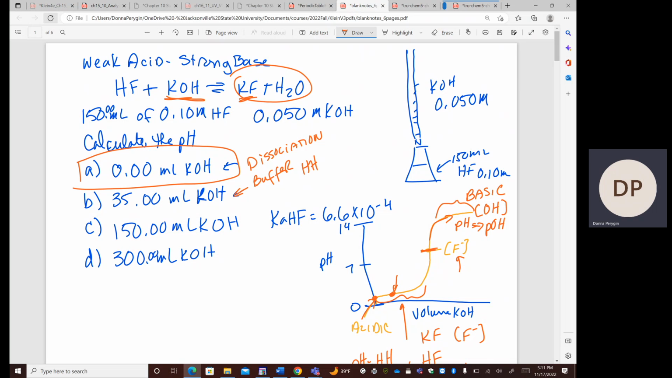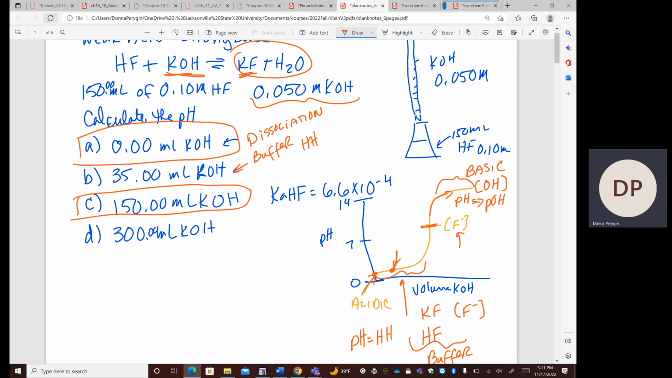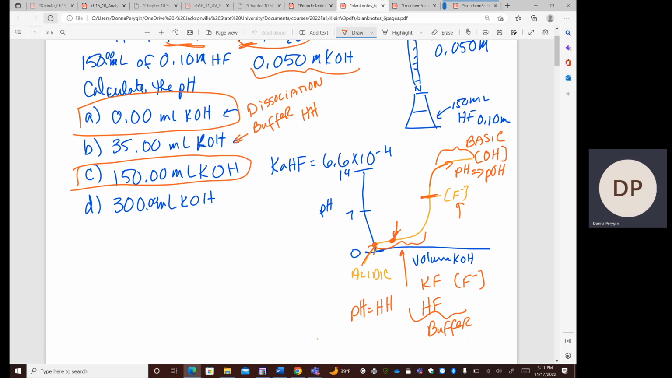All right, so we're starting with 150 milliliters of 0.1 molar HF. If we add 150 milliliters of KOH, but our KOH is only half that concentration, then we're going to be at some point called the half equivalence point. We're still in the buffer region, and we'll examine what happens in that region a little bit more thoroughly as we do that calculation. But we can still use the Henderson-Hasselbalch equation here.